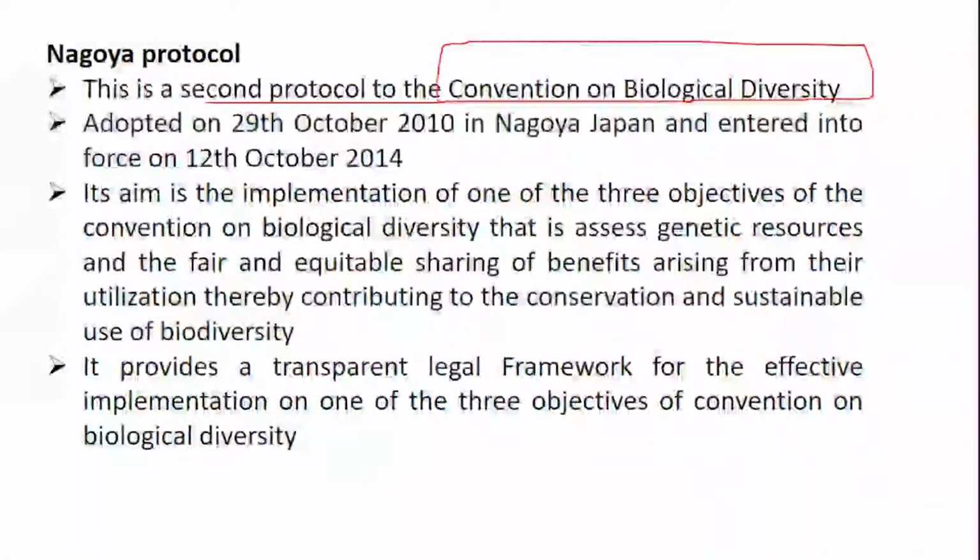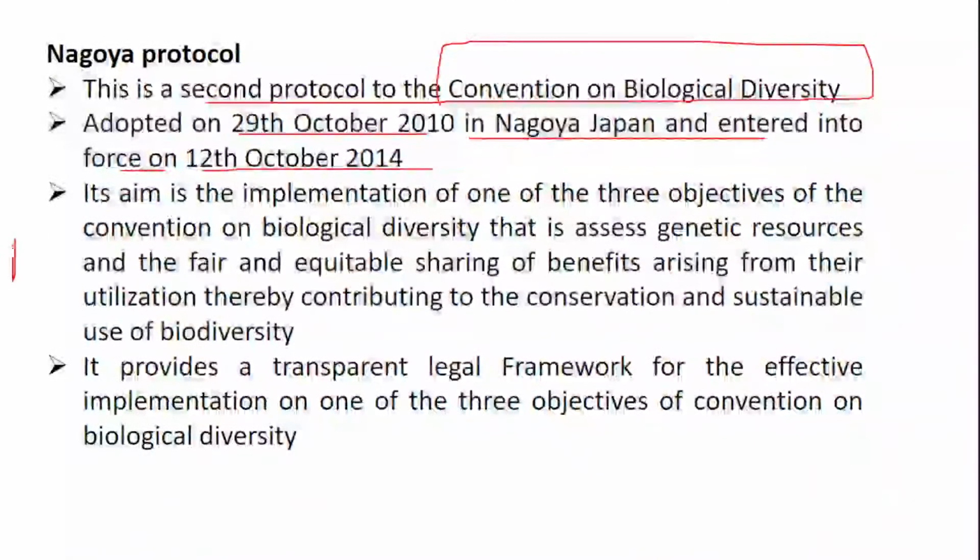To the Convention on Biological Diversity, which was adopted on 29th October 2010 in Nagoya, Japan, and entered into force on 12th October 2014. Now yes, sometimes in examinations you also get questions based on the adoption and the enforcement year. So see, the Nagoya Protocol was adopted on 29th October and it came into force on 12th October. Okay.